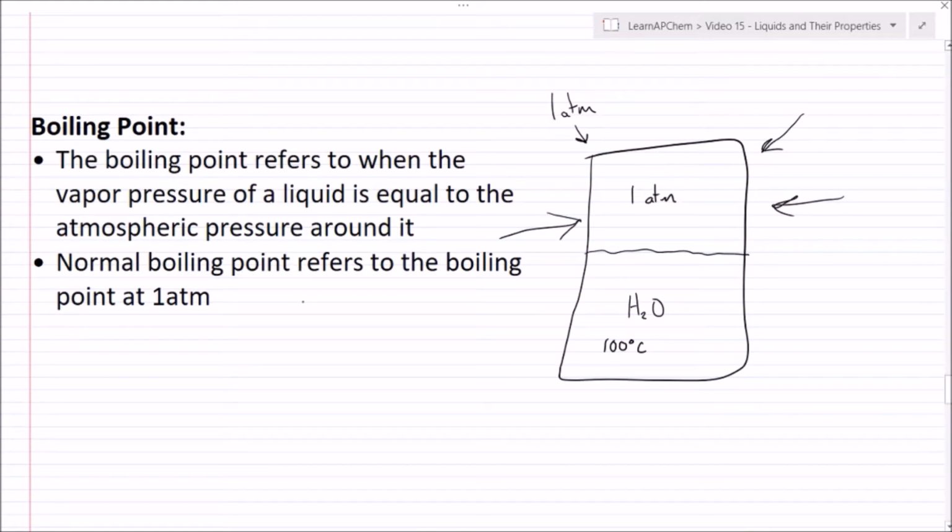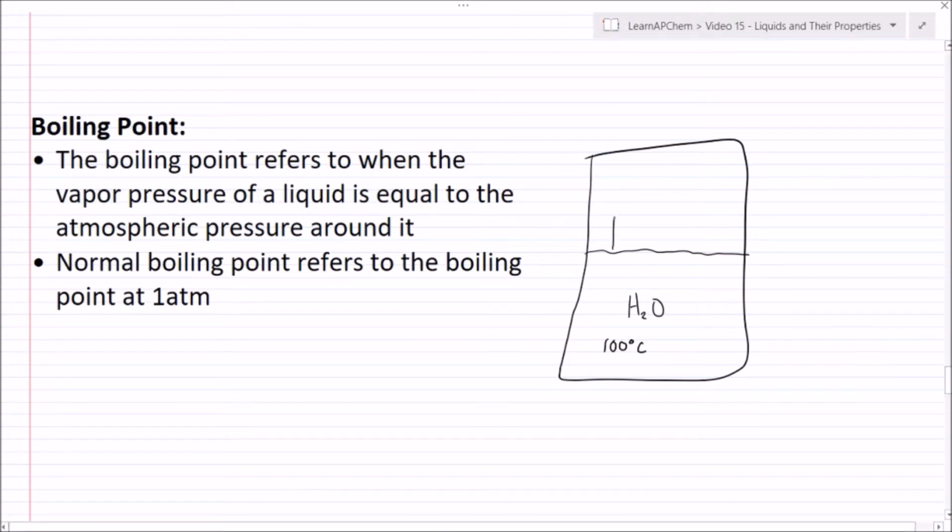Now, I asked in the last video, if my IMFs are stronger, is something going to evaporate or boil off easier or harder? And so the answer is that if our IMFs are stronger, it is going to have a higher boiling point, because we need more energy to produce more vapor pressure so that it equals the outside pressure. If that doesn't make sense to you, be sure to leave a comment and I'll try to help you out as best I can.